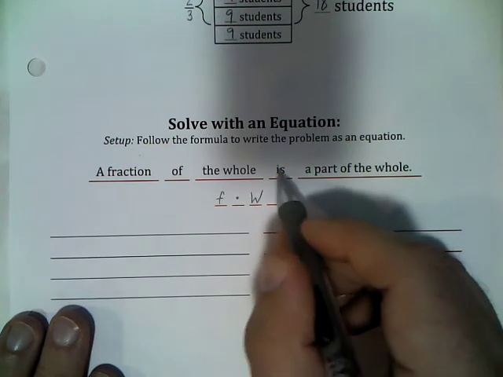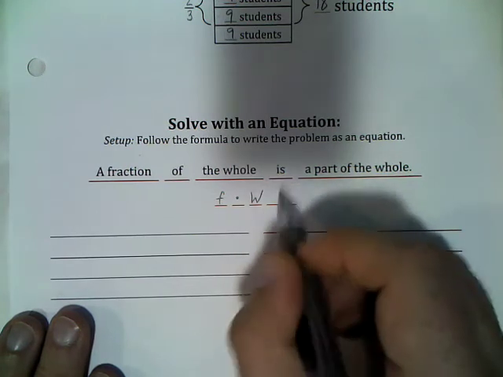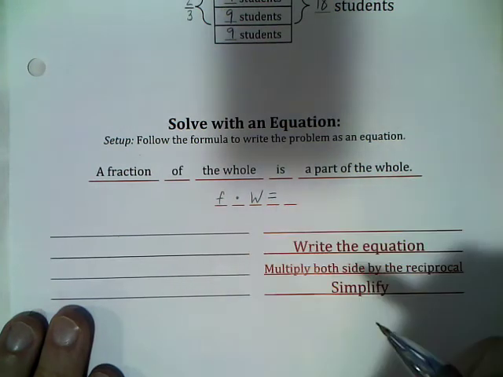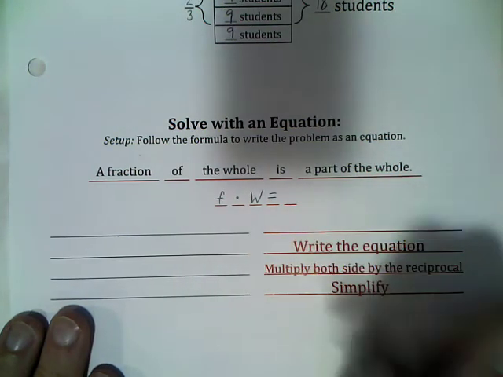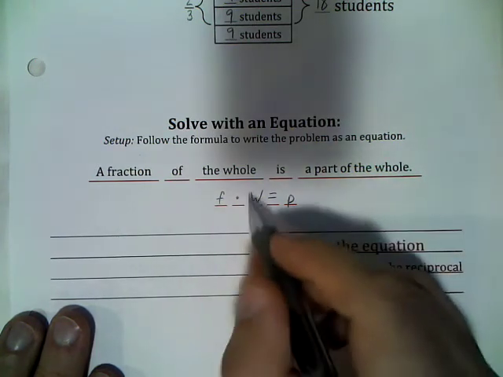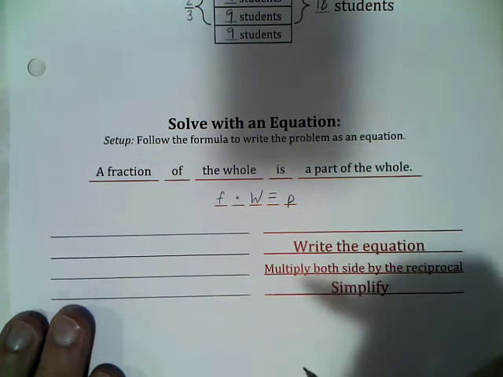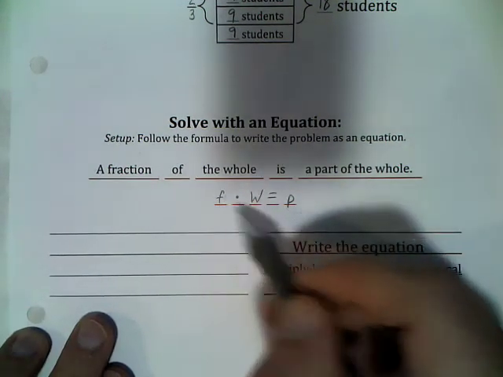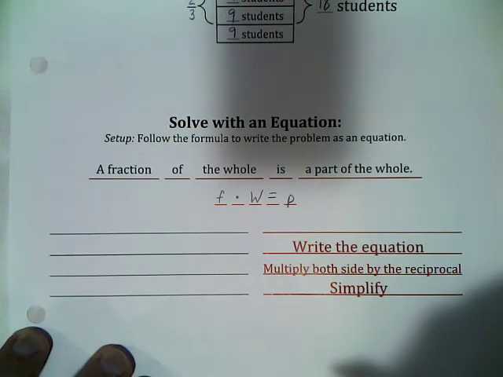Is, remember is and are, was, were, those to be verbs from English class, mean equals. And then a part of the whole, we'll go with lowercase p because it's a part. So capital W because it's the whole thing, p because it's a part of it. So that's my formula. That's my formula.